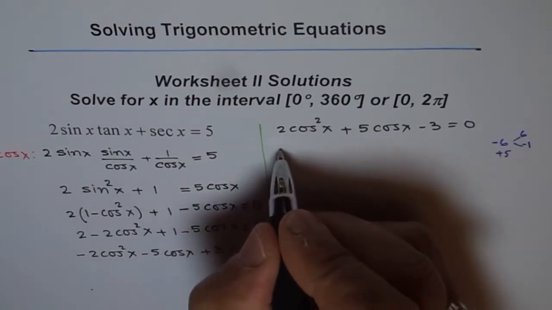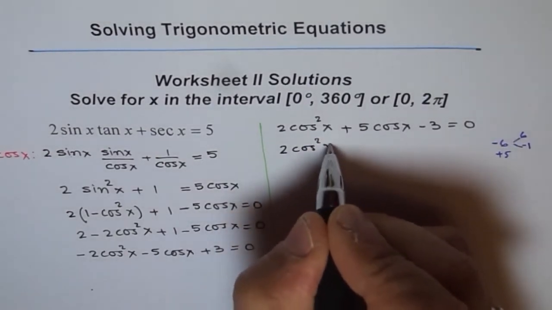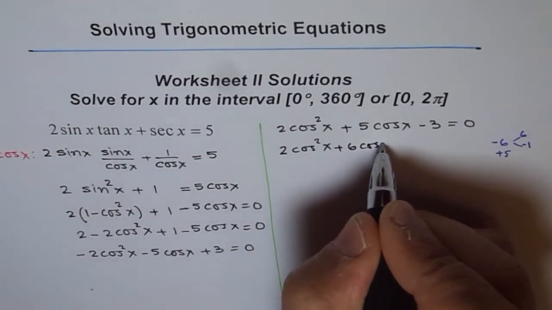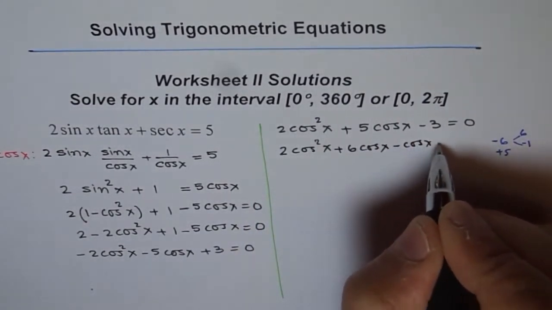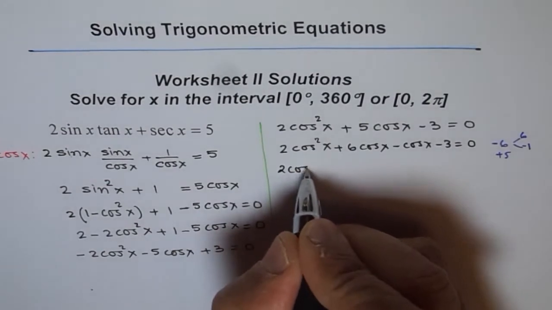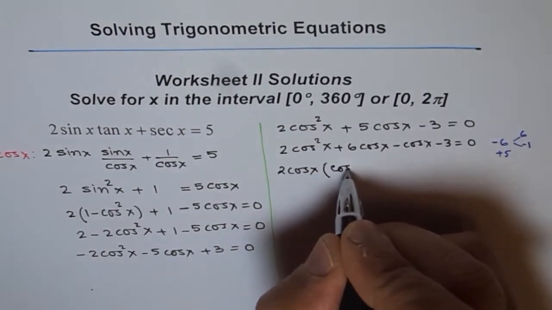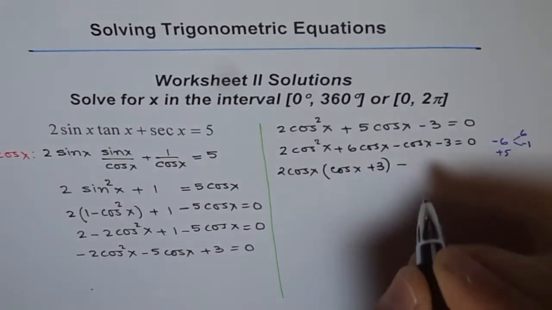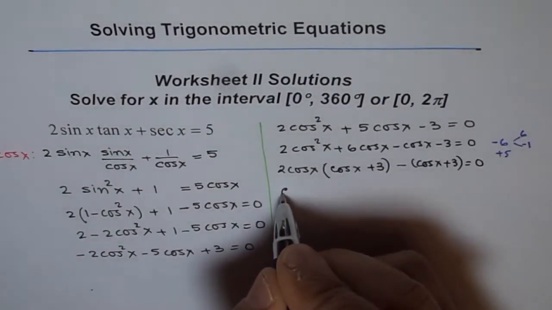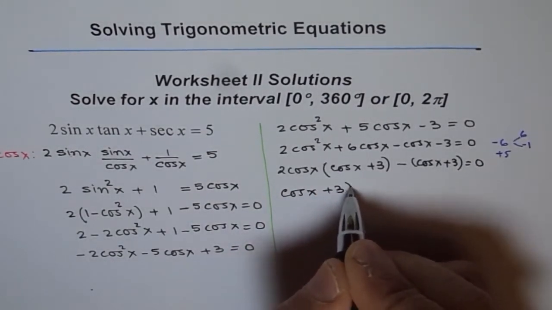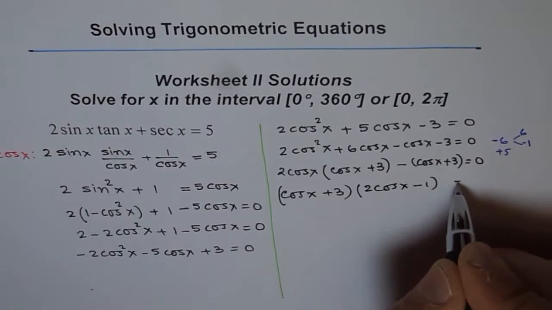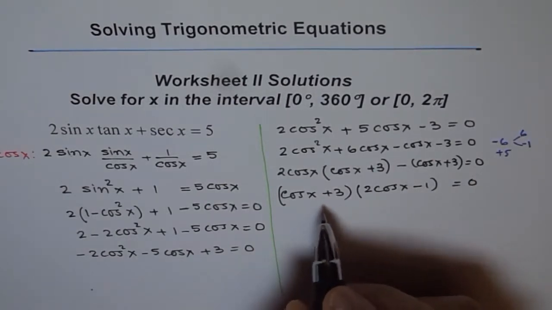So we can write this as 2 cos square x, and we'll split 5 as 6 and minus 1. So we get plus 6 cos x minus cos x minus 3 equals 0, right? From here we can factor out 2 cos x. We get 2 cos x times cos x plus 3, minus cos x plus 3, equals 0. Now cos x plus 3 is common, so we'll factor this out, times 2 cos x minus 1 equals 0, right? That gives us a couple of possible answers.